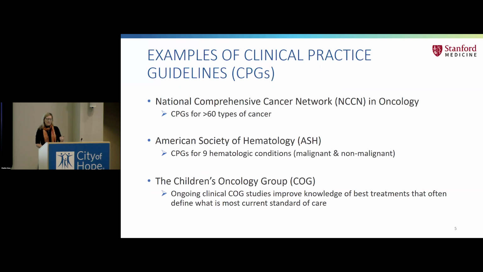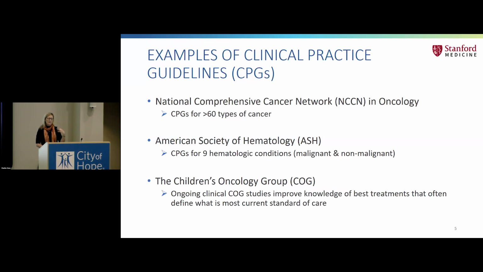So I've included here just a few examples of professional organizations that offer clinical practice guidelines. The National Comprehensive Cancer Network in Oncology has over 60 clinical practice guidelines available for both pediatric and adult types of cancer. The American Society of Hematology has 9 clinical practice guidelines for various hematologic conditions. And the Children's Oncology Group is a pediatric consortium under the National Institutes of Health, the National Cancer Institute, that coordinates a lot of clinical studies in pediatric oncology. That's my background, is in pediatric oncology.